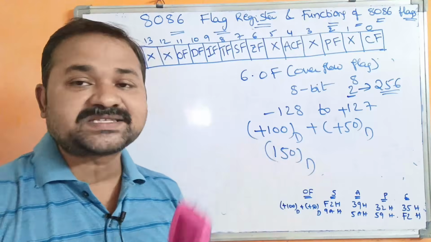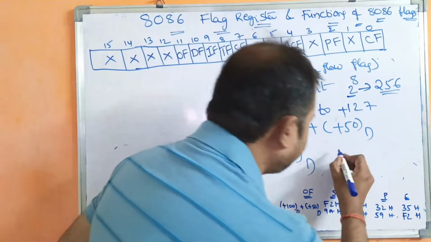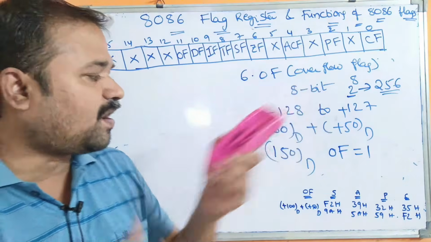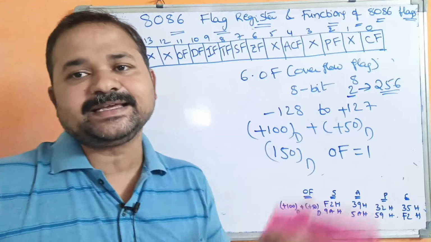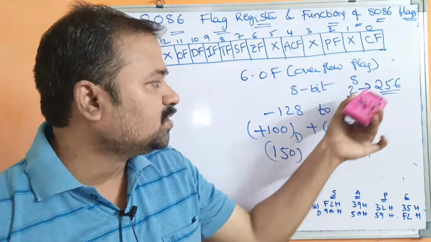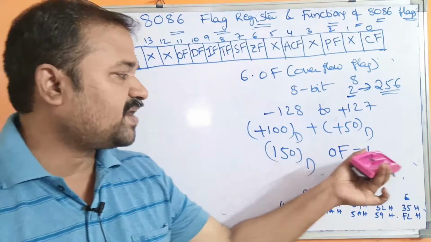But here the result is 150. So we can't store 150 here. In this type of situation, the overflow flag will be set. Why? Because here we can't accommodate the result in the 8-bit register. In an 8-bit register, the maximum we can store is up to 127 only. But we got the result as 150. So the overflow flag will be set.